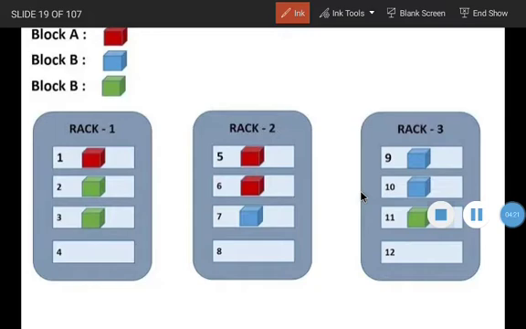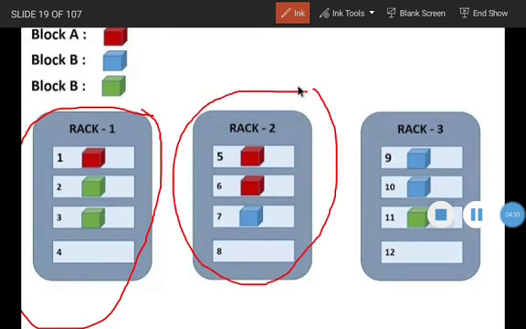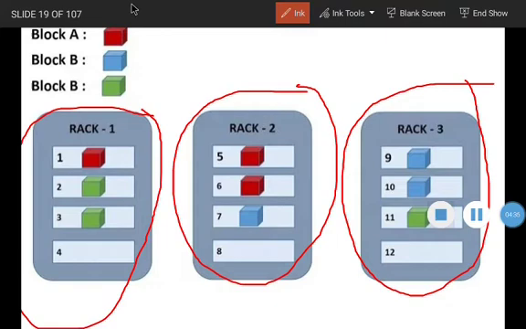If you see here, we have 3 racks: rack 1, rack 2 and rack 3. We have block A in red color, block B in blue color, and block C in green color. In rack 1 we have 4 computers, in rack 2 we have 4, and in rack 3 we have 4. In total we have 12 computers, distributed among the racks.